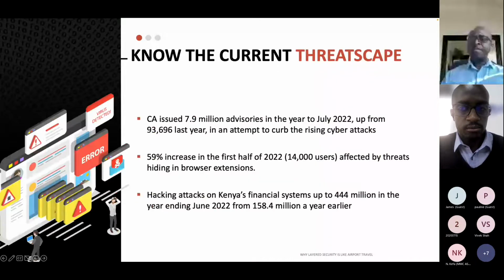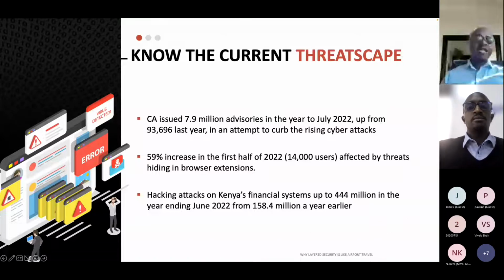It is therefore important for business owners and IT practitioners to understand the current threat landscape. And to this end, the Communications Authority of Kenya issued 7.9 million advisories in the year to July 2022, up from 93,696 last year, in an attempt to curb the rising attacks. I mean, that was a big jump.